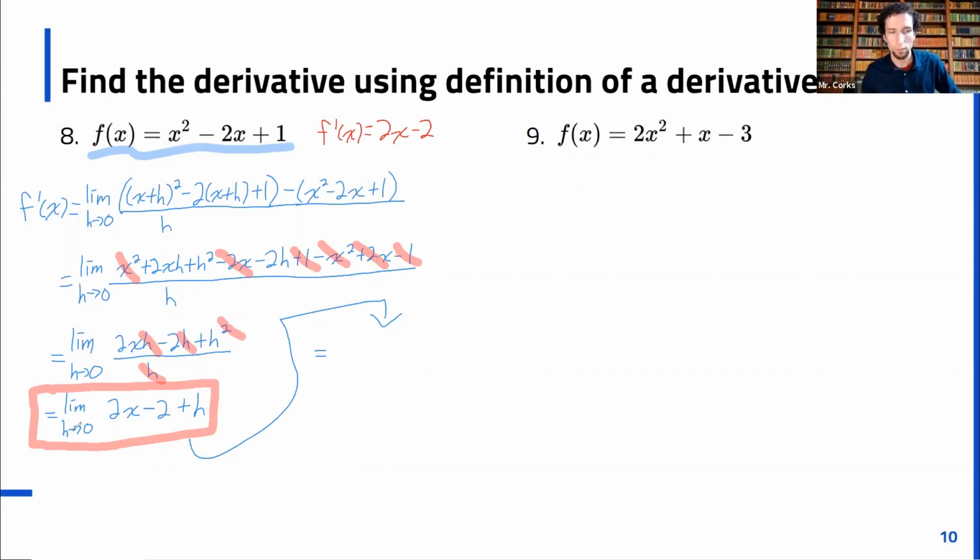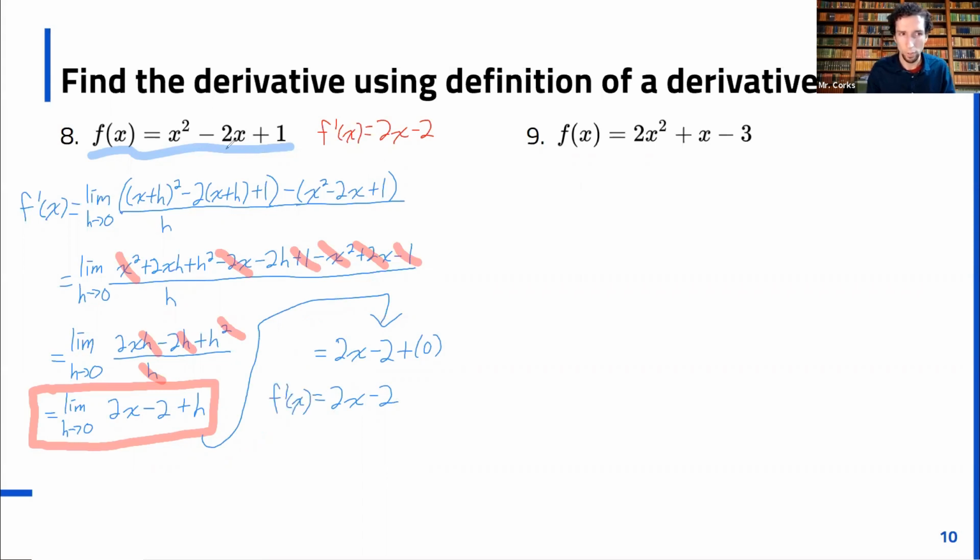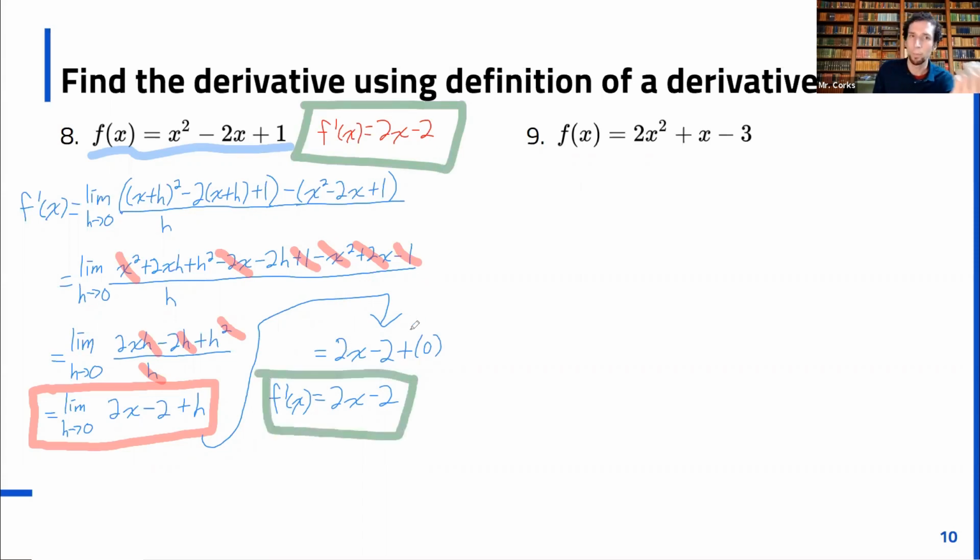We do that by just doing what the limit tells us to do: set h equal to 0. So that's 2x minus 2 plus h, where h is now equal to 0. So just plus 0, and we can see that's going to disappear. So 2x minus 2. The result here is that f prime of x, our derivative function for the original, is 2x minus 2. And that's what we got with our shortcut rule. So same result.